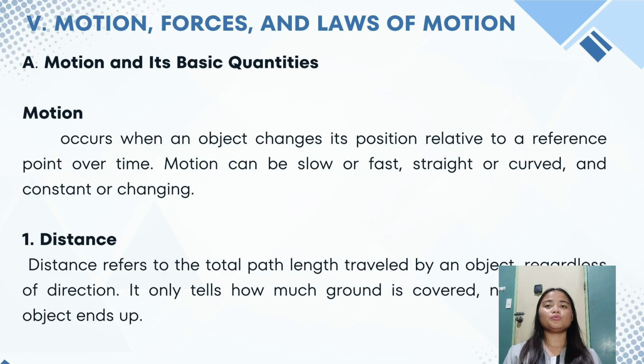Next is motion, forces, and laws of motion. So, motion and its basic quantities. Let's talk first about what motion is. Motion occurs when an object changes its position relative to a reference point over time. Motion can be slow or fast, straight or curved, and constant or changing.